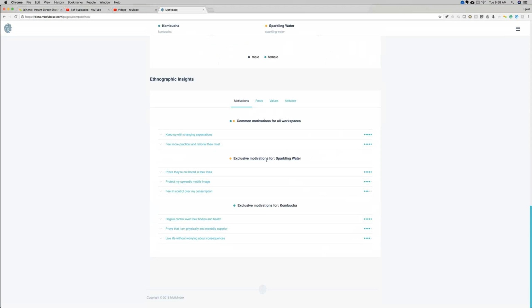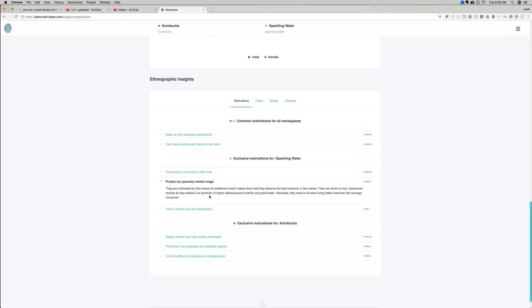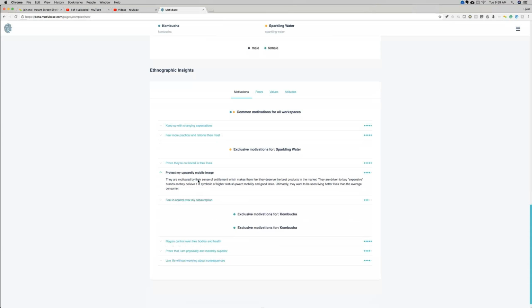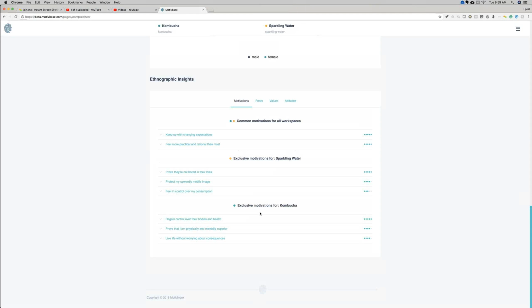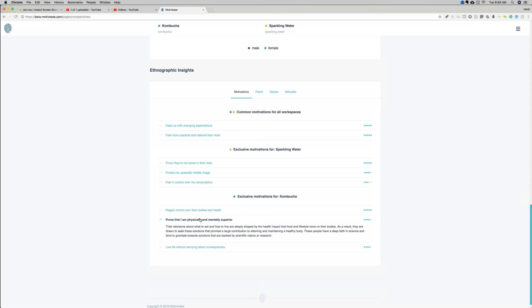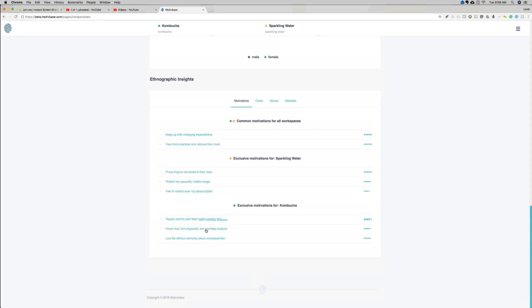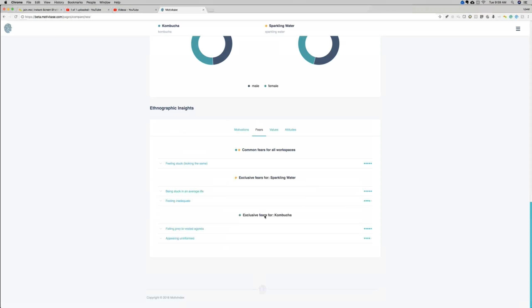Now, the most important part, though, I think, is when you look at these four factors. Look at the motivations that are exclusive to sparkling water versus kombucha. Sparkling water: prove they're not bored in their lives, protect their upward mobility image, feel in control over their consumption. Very different than some exclusive motivations for kombucha, which is more about control over my body or feel like I'm physically, mentally superior or living life without consequences. And then there are some common motivations as well, but just two: keeping up with changing expectations and feeling more practical and rational.